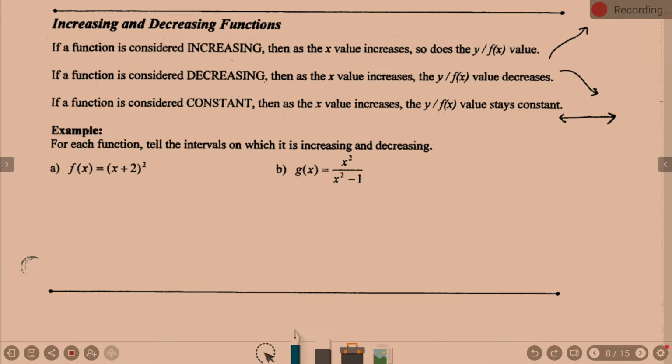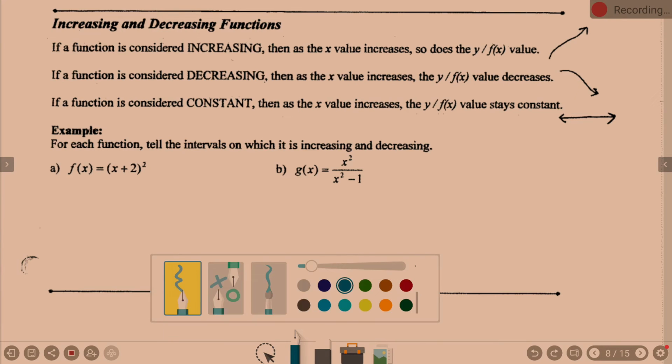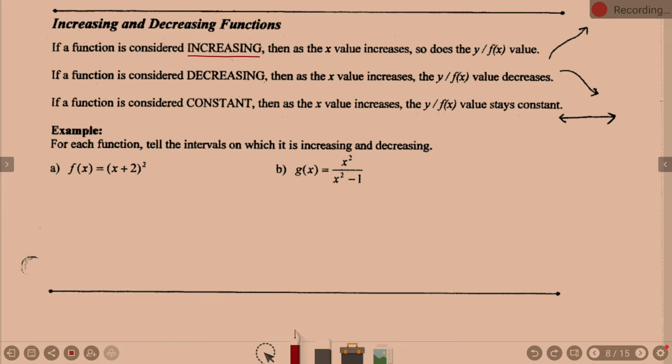So, if a function is considered increasing, then as the x value increases, we're moving to the right, yes? As the x value increases, so does the y value. So that's saying as you move across the graph to the right, your graph is going up. Basically, when we talk increasing, the graph is going up. So x goes up and y goes up.